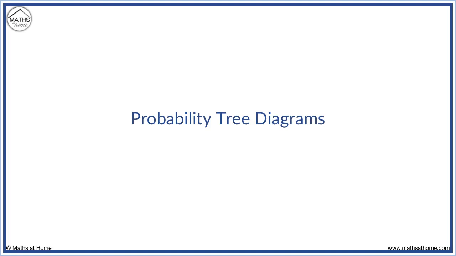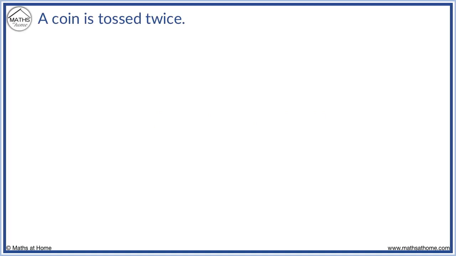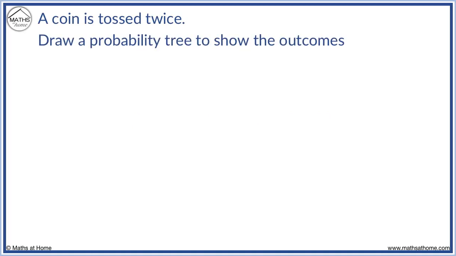In this lesson, we learn how to create probability tree diagrams. In this example, a coin is tossed twice. We will draw a probability tree to show the outcomes. The branches on our tree show the outcomes. We can toss a heads or a tails.